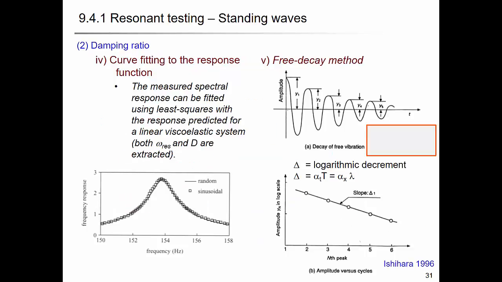The last one is curve fitting to the response function. This is the one that we are doing, right? The measured spectral response can be fitted using least squares with the response predicted for the linear viscoelastic system, the SDOF system. And we also do the free vibration decay method. Here, from the amplitude decrease, you can get the damping. Or from the logarithmic decrement, we can calculate alpha in the spatial domain.